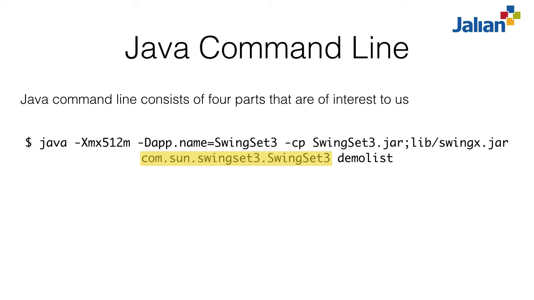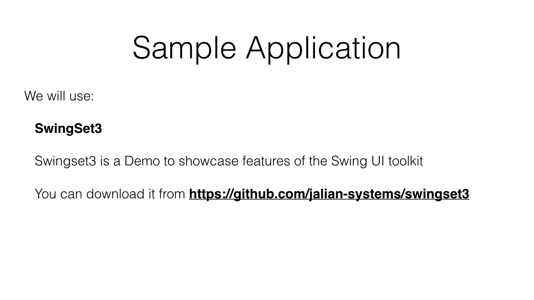The last part is the arguments that are sent to your class. These arguments are called the program arguments. Thus, we require the VM arguments, the class path, the class name, and finally the program arguments to set up a Marathon project. For this setup, we will be using a sample application called SwingSet3.